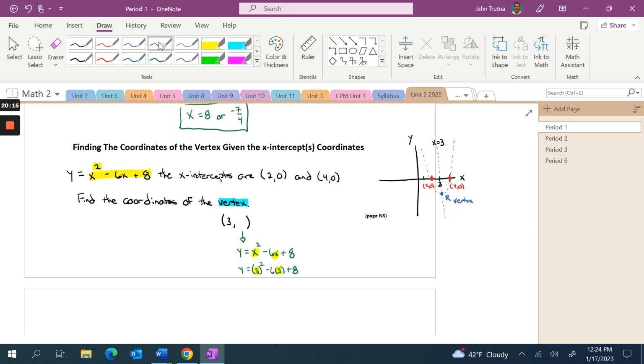And then I worked this out. Okay, so 3 squared, working this out, 3 to the second power is 9, minus 6 times 3 is 18, plus 8. Okay, working this out, this is equal to negative 1. So this tells me y is equal to negative 1. So the coordinates of the vertex are 3, negative 1. There we go.